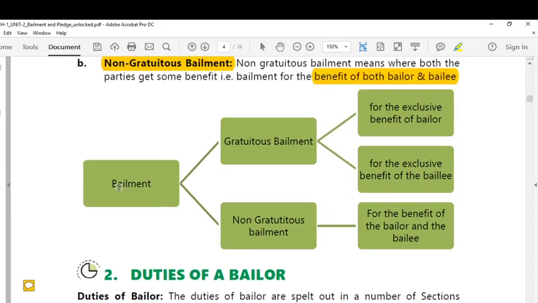See here, this is talking about the types of bailment. One is the gratuitous bailment, second one is the non-gratuitous bailment. When it comes to a gratuitous bailment, the benefit will be exclusively either to the bailor or exclusively to the bailee. But when it comes to non-gratuitous, it is for the benefit of both the bailor and bailee. So based on this, the type of contract of bailment will be classified.